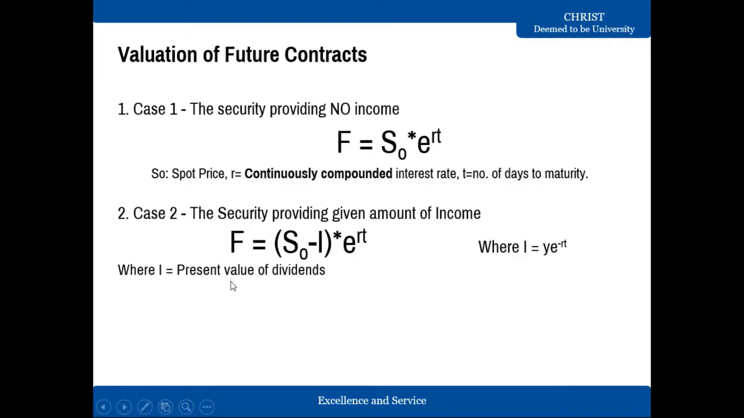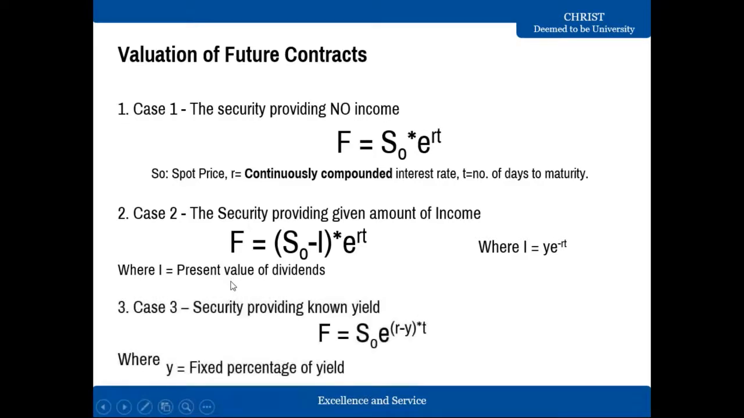Now we also have case 3, the yield, which gives some capital appreciation, a fixed yield. Here you use S e to the power of (R minus Y) times T. That yield you deduct from R, and T is the time to maturity. So these are the three cases, or the three models available, which you can use to calculate the future value.